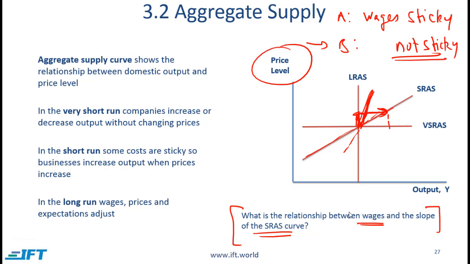If I were to summarize what has been stated here, the relationship is that when wages are sticky, then the slope of the short-run aggregate supply is relatively low. If wages are not sticky, then the slope of the short-run aggregate supply is relatively high.